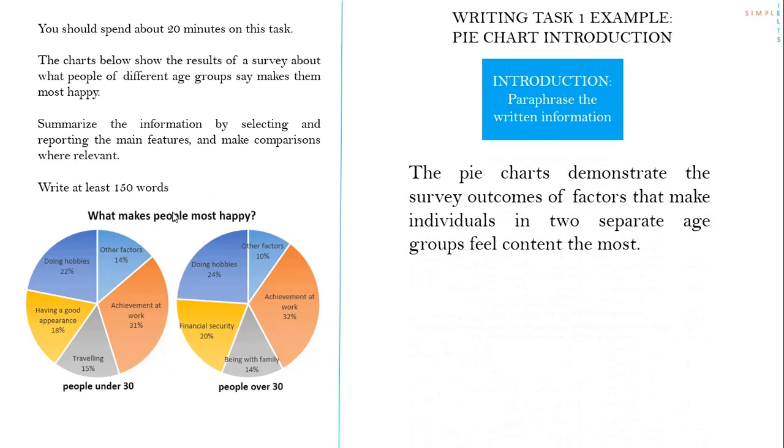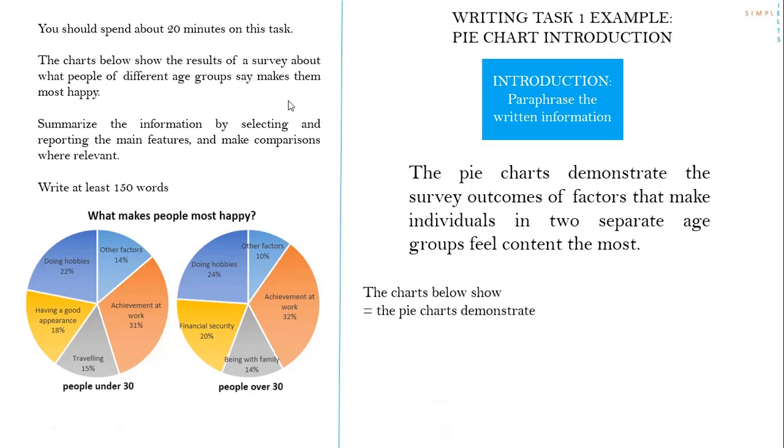So I already wrote this down for you. Let me read it. The pie charts demonstrate the survey outcomes of factors that make individuals in two separate age groups feel content the most. So I already wrote this by paraphrasing the written information here with my own words. Let me break them down for you.